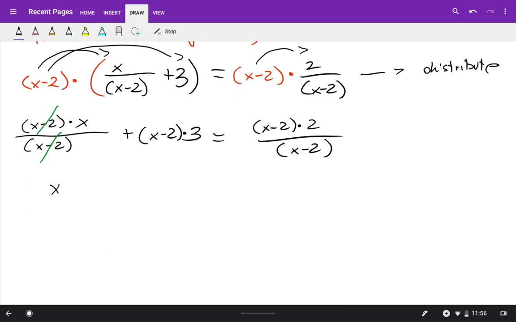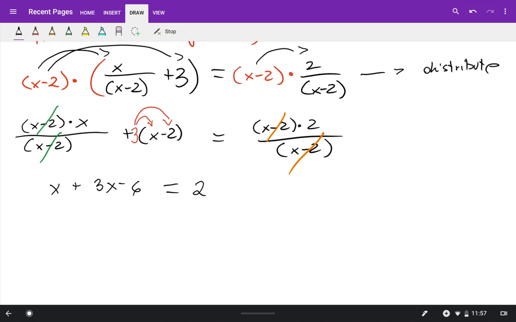And we only end up with x plus. Here you have to apply the distribution property. X minus 2 times 3 is the same as 3 times x minus 2. Okay, so I multiply 3 by x and 3 by negative 2. So we end up with 3x minus 6 equal, and again, don't distribute here because look what happened, you definitely can cancel that. So we only end up with 2.